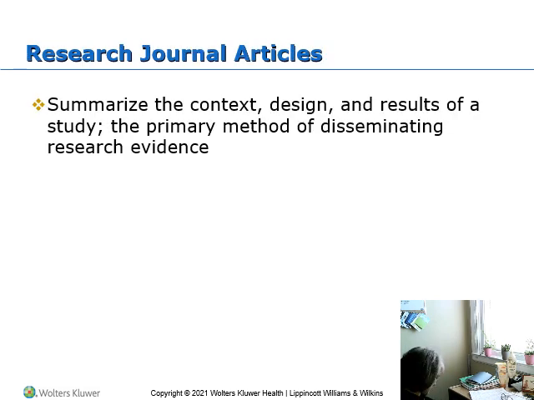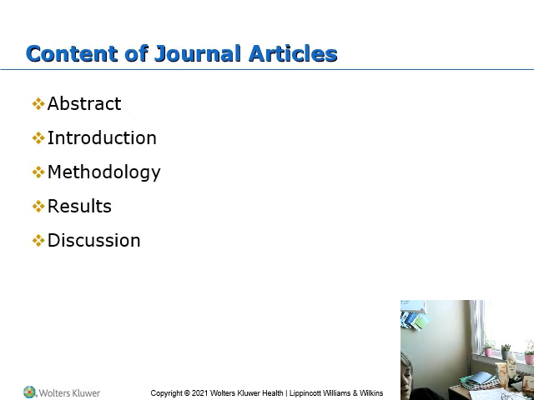Research journals really focus on, it's really the primary method of disseminating research. It's also looking at the context, the design, the sample, and then the results of a study. These are typically the content that is included in journal articles. The abstract just gives you a summary of the study, kind of the cliff notes of a study.